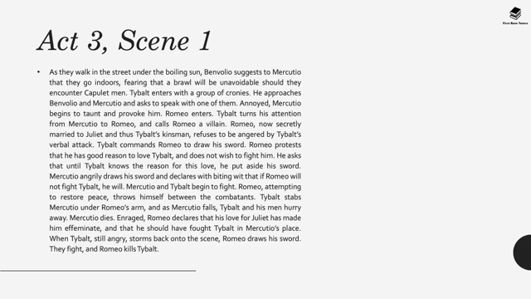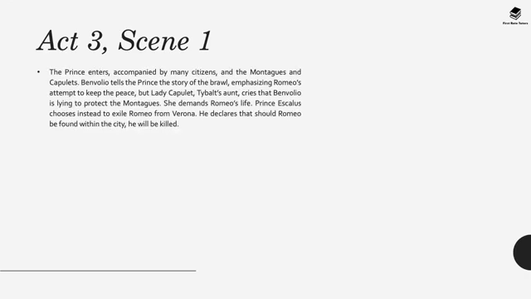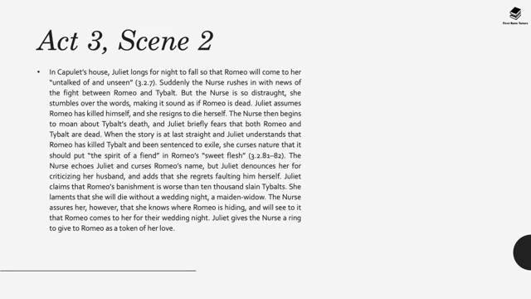When Tybalt, still angry, storms back onto the scene, Romeo draws his sword. They fight, and he ends up killing Tybalt. The prince then enters, accompanied by citizens and the Montagues and Capulets. Benvolio tells the prince the story of the brawl, emphasizing Romeo's attempt to keep the peace, but Lady Capulet, Tybalt's aunt, cries that Benvolio is lying to protect the Montagues. She demands Romeo's life. Prince Escalus chooses instead to exile Romeo from Verona, and he declares that Romeo, if found within the city, will be killed.